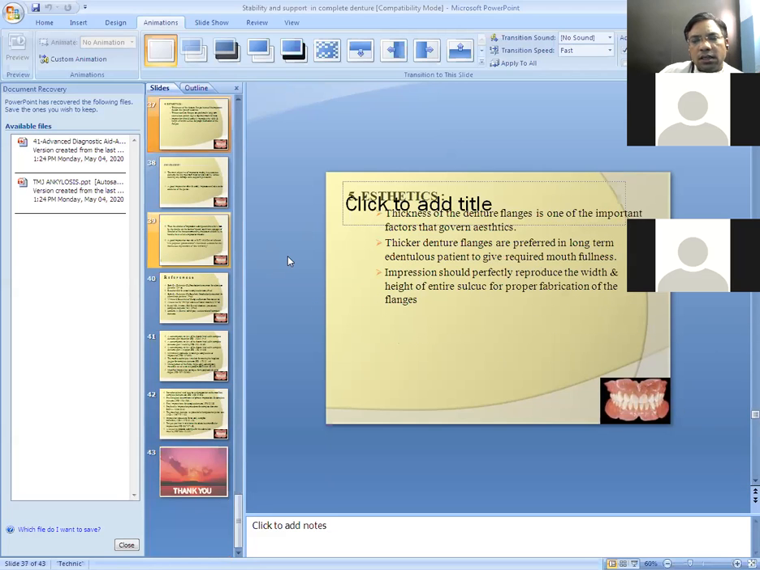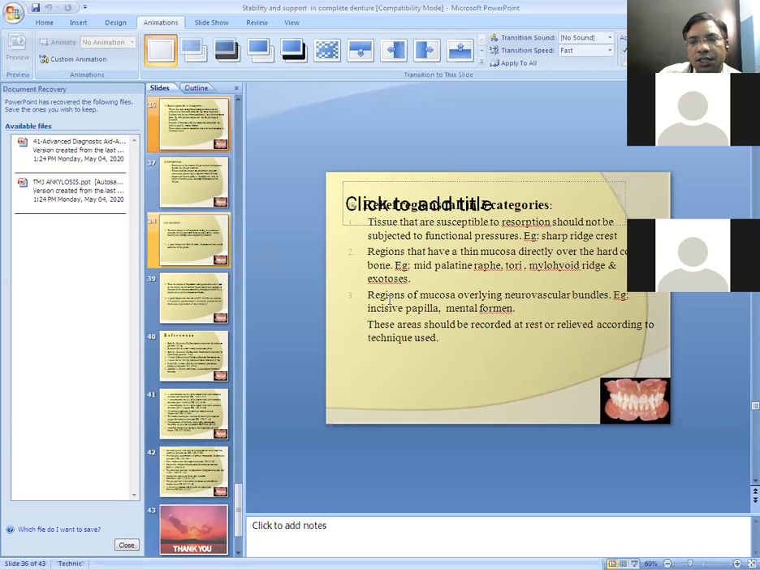Again, among different factors, the region of mucosa overlying the neurovascular bundles, that is the incisive papilla and mental foramina, we have to relieve, because in the maxillary arch the incisive foramen is present between the two central incisors. If we apply pressure over the incisive papilla region, what will happen? Paresthesia, numbness or a tingling sensation will occur over the premaxillary region. Why? Because these areas are always under constant pressure. So what will happen? The blood supply of the premaxillary region is obliterated.